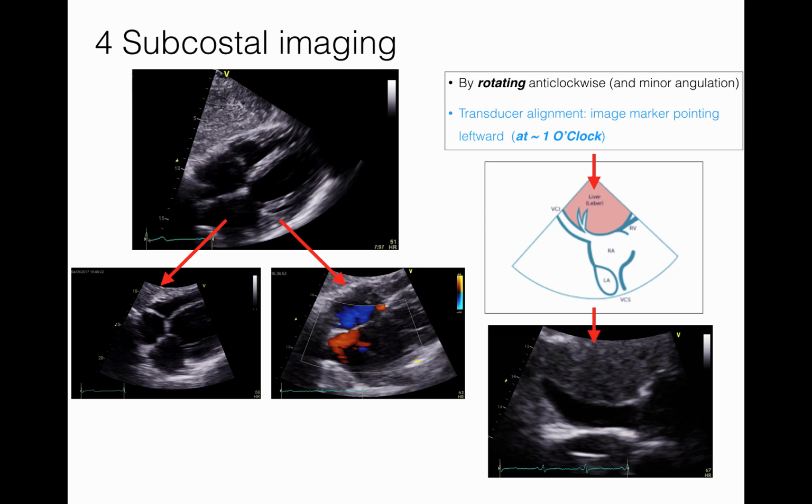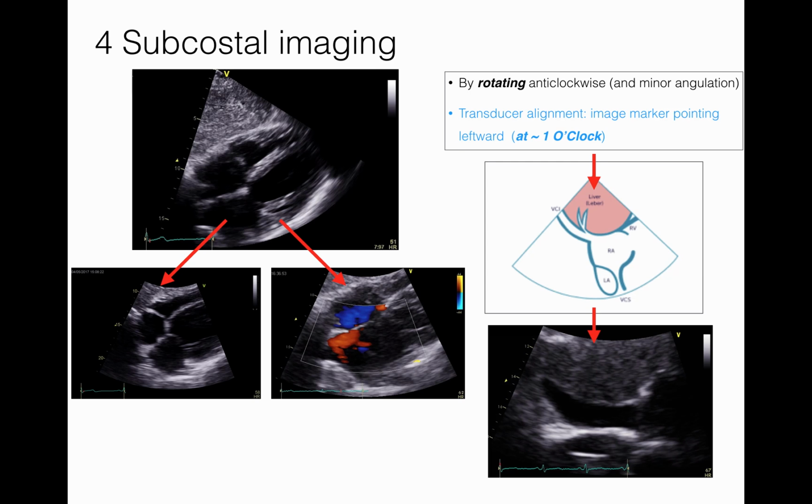The subcostal 4-chamber view is often a particularly good one for imaging the interatrial septum, as the septum is nearly perpendicular to the ultrasound beam. By applying zoom and color Doppler, this view is commonly used to check for defects in the interatrial septum.